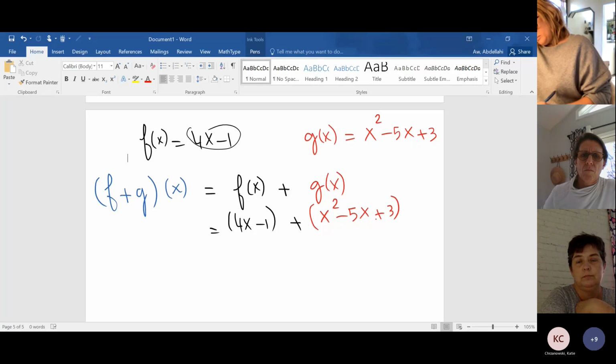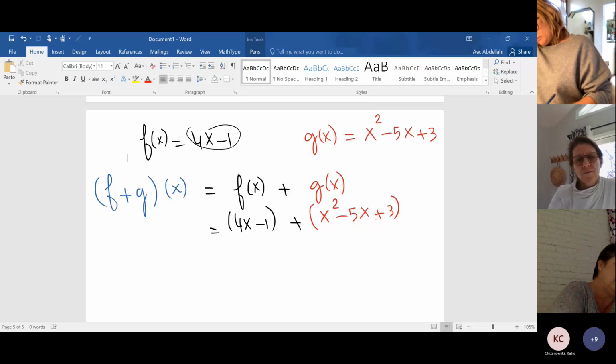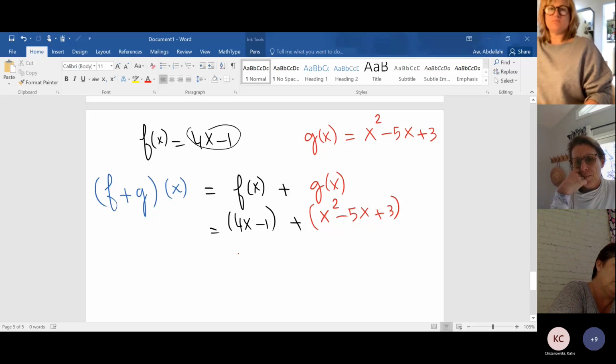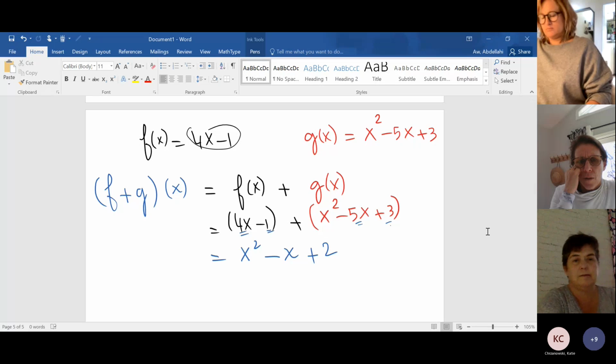This one is even shorter. We have less work to do. Why do we have less work to do? Because we don't have a particular number to plug in, right? We don't have a particular number to evaluate at. This is a general f plus g of x. x is general. Do we have some like terms here? We have x squared, right? 4x minus 5x is negative x. Negative 1 plus 3 is positive 2. See? That is f plus g of x. Everybody see that?